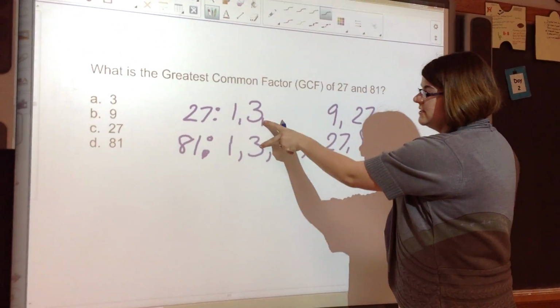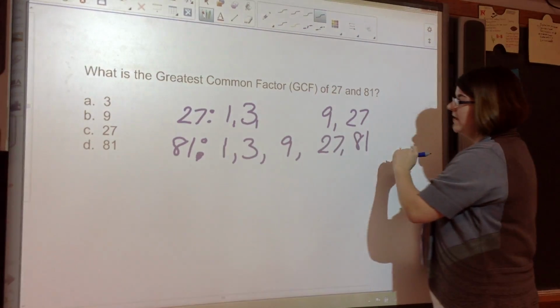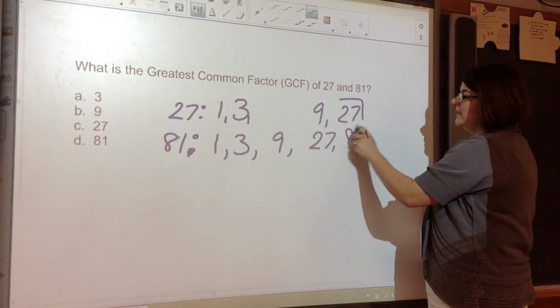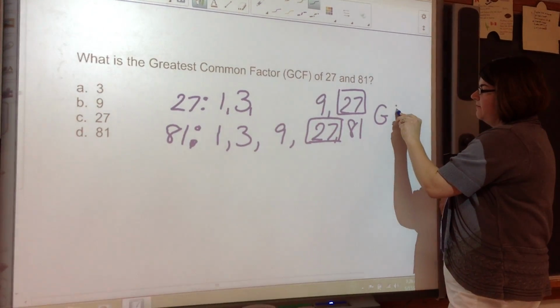Now, 3 is a common factor, 1 is obviously a common factor, 9 is a common factor, but 27 is the greatest common factor, so that is the GCF.